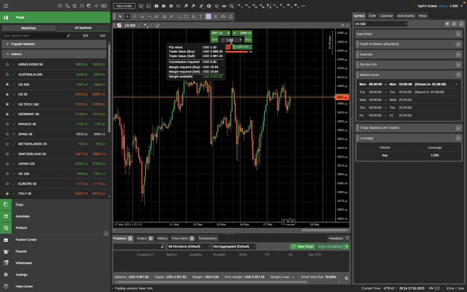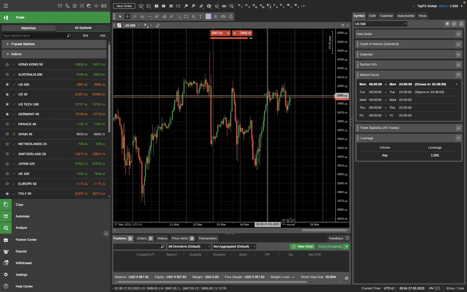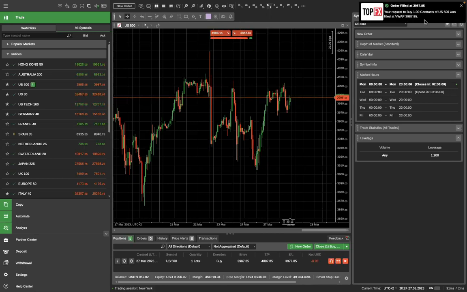is 19.95. I'm eligible for this trade, so I can easily buy one contract, and then of course, according to my research, according to my analysis, I can do something with this market. Let's say I want to buy at a certain price. As you can see, the order is filled, and now I am long on the S&P 500 or US 500, one lot, entry price 3,987, take profit 4,007.